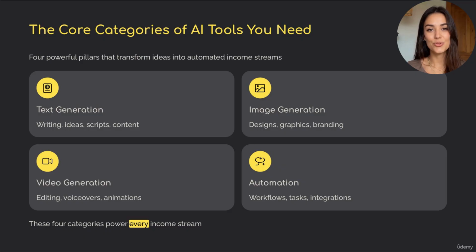Video AI helps you create YouTube content, faceless videos, reels, ads, explainers, and edits without filming or recording. And automation tools tie everything together, allowing your content, products, and marketing systems to run 24/7. These 4 categories give you everything you need to build dozens of passive income streams at speed and scale. Once you learn how to combine them, you will be unstoppable.